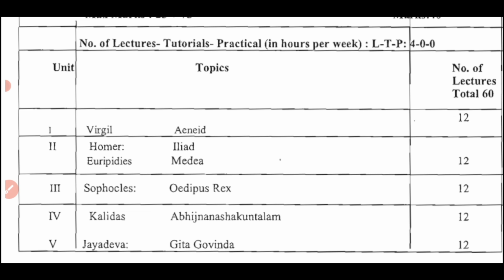Finally, we have Unit 5, which focuses on Jayadev's Geet Govinda. Jayadev's Geet Govinda is an important work of Sanskrit literature and is particularly known for its lyrical and devotional qualities. This work centers on Radha and Krishna and explores themes of love, longing, separation, union, and devotion.